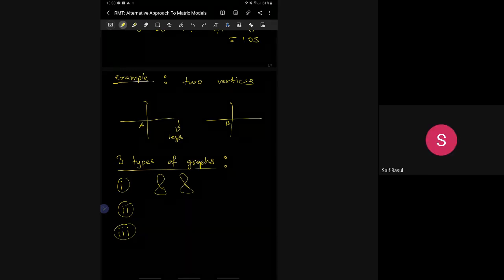Do we allow connections to crisscross? Yes, that is where the idea of maps comes in. But for now, let's say we allow everything. We allow the crisscrosses, everything.